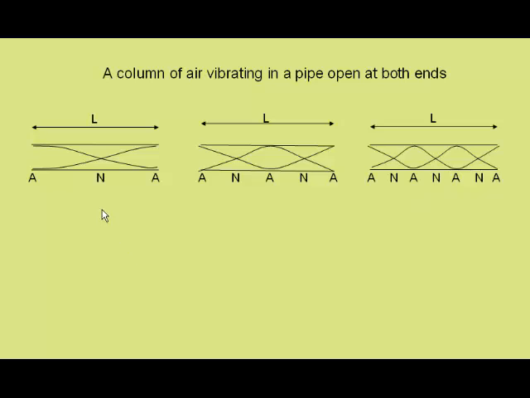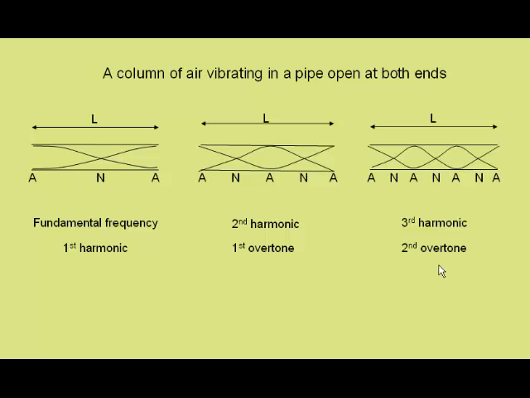This gives us the lowest frequency allowed in the pipe, or the fundamental frequency, which we can call the first harmonic. This gives the next frequency up allowed in the pipe, or second harmonic, which we can also call the first overtone. This is the third frequency allowed in the pipe, or the third harmonic, which we can call the second overtone, and so on.